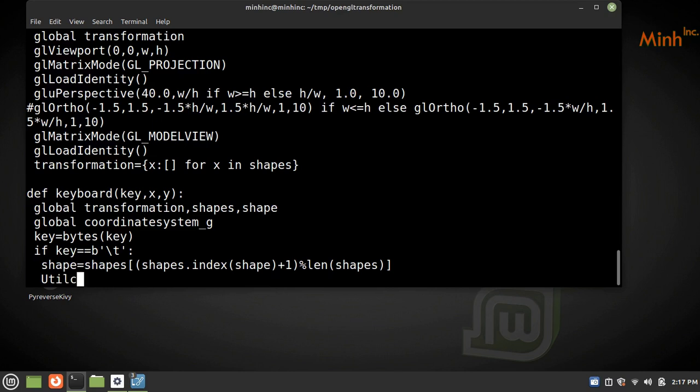util.pretty_print that something has changed. So if we print, so it would say keyboard new shape. Okay, so this is the grammar for the pretty print that we have written.